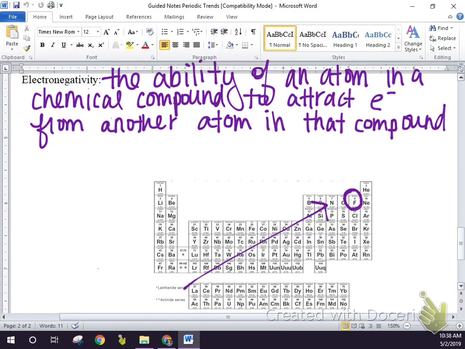So why does fluorine have the most? Fluorine has the most because it's got 7 in its first shell. So it wants really, really, really badly to complete that octet, right? Its energy level is closest to the nucleus and it's got 7. So it wants to complete its octet more than anyone else. Okay, chlorine wants to complete it, but it's in its second energy level, so it's not as concerned about it. Bromine's in its third energy level, so it's not really concerned about it, right?